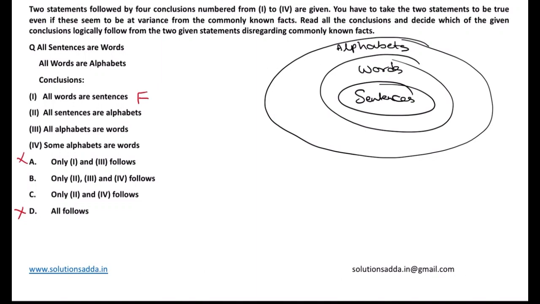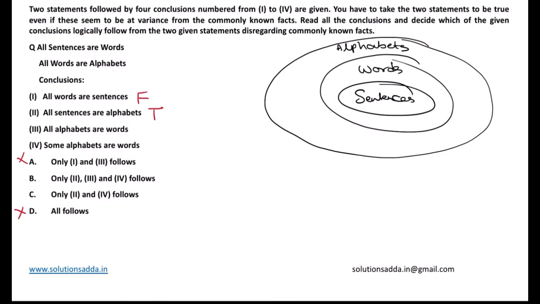Let us see the second statement. All sentences are alphabets. Since all sentences are words and all words are alphabets, therefore all sentences are also alphabets. Therefore, this is a true statement. So, still both B and C options are contenders for the correct answer. Let us see the third option.